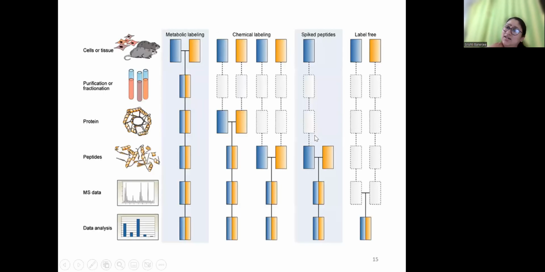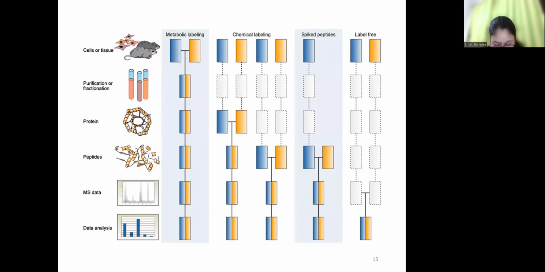Now there are other labeling techniques also. SILAC is actually a metabolic labeling, because it's a metabolic tag, right? Now there are different chemical labels like TMT and iTRAQ, where we chemically label the samples. That is a totally different process, which we are going to discuss in detail.